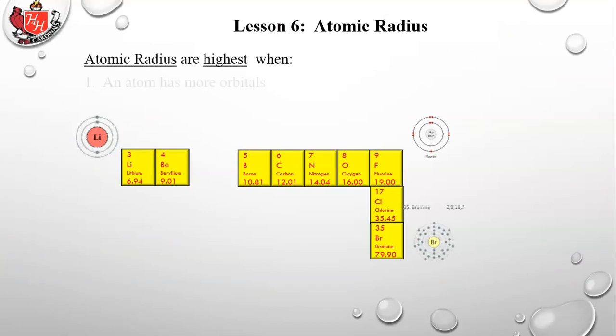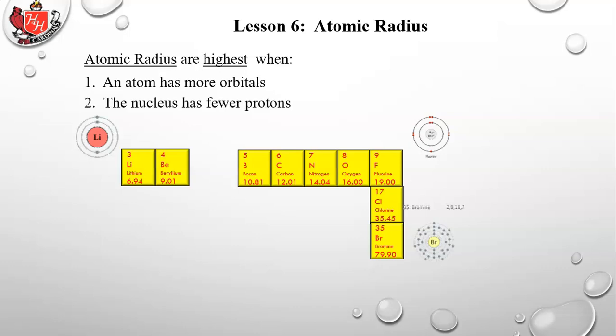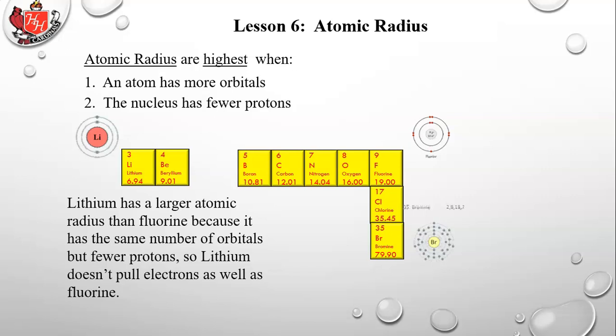Atomic radius is highest when an atom has more orbitals and the nucleus has fewer protons. So lithium has a larger atomic radius than fluorine because it has the same number of orbitals but fewer protons. So lithium doesn't pull electrons as well as fluorine.